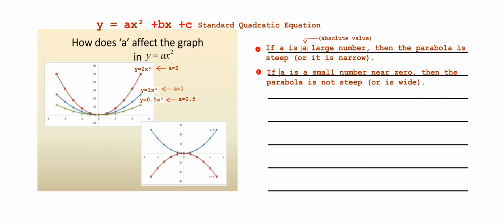If the absolute value of a is small, a number near 0, then the parabola is not steep or is wide. So in other words, notice if we go from the bottom up on that graph on the left side, as you go up in the a value, if you increase the a value, your parabola becomes narrow. Okay, so it starts to close in, sort of like a mouth, let's say. Okay, going for the next one.